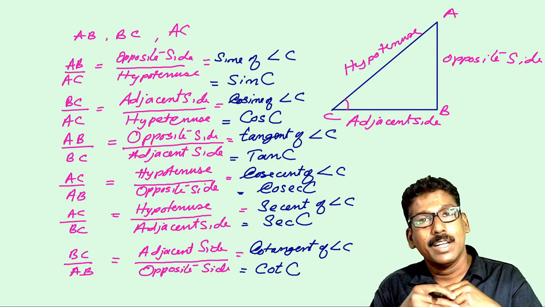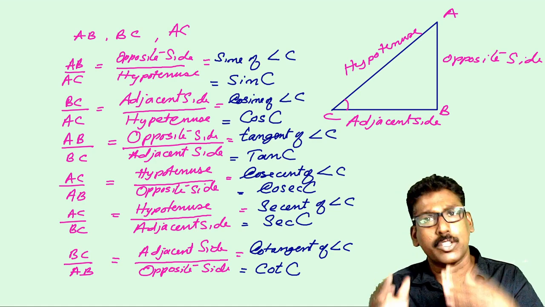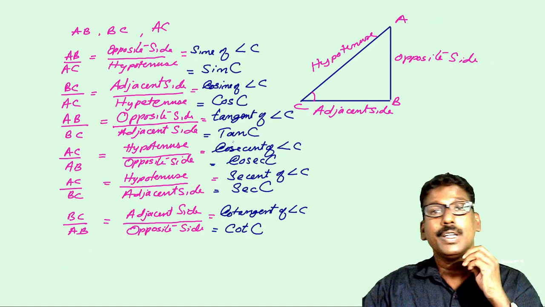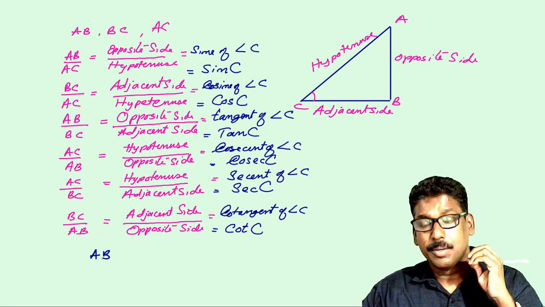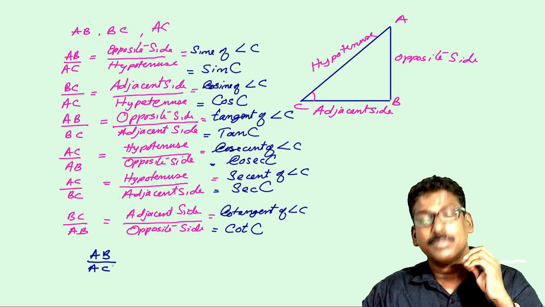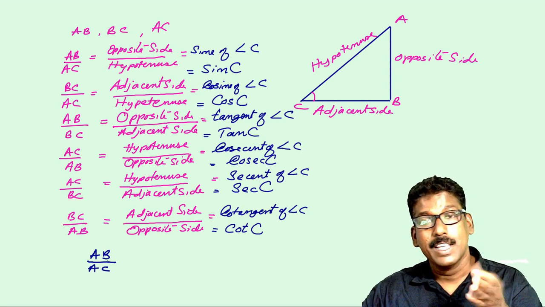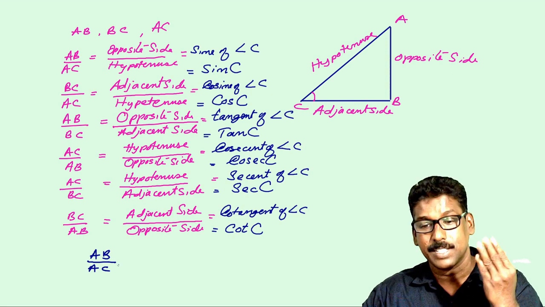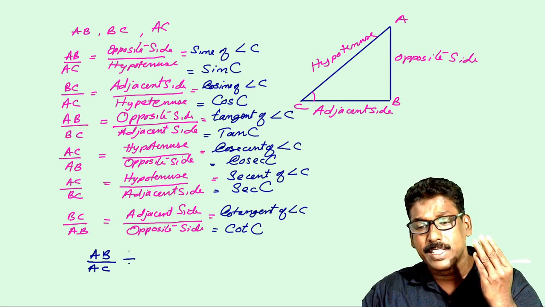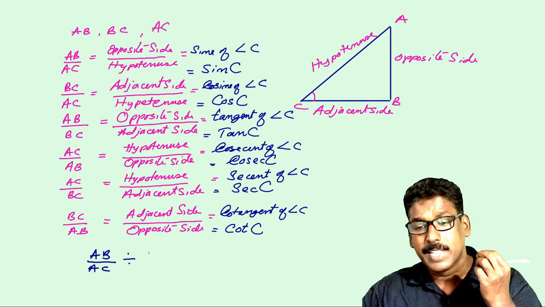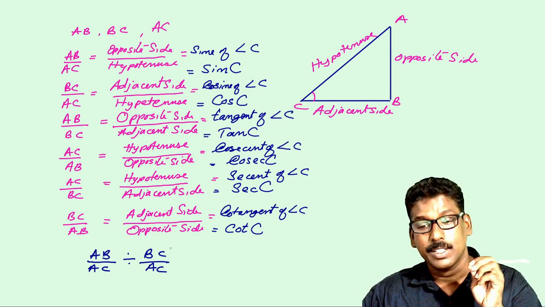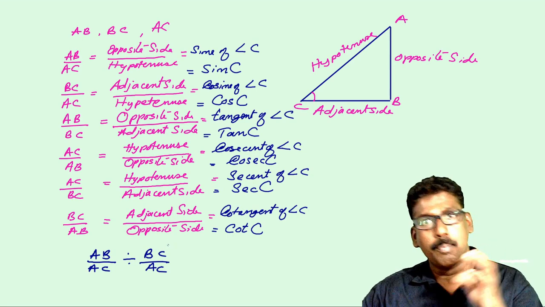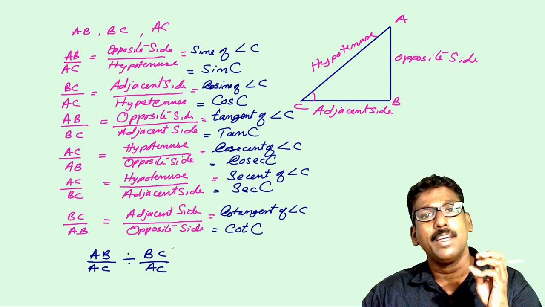So these are all the trigonometric ratios in respect of an acute angle. Now look at the first ratio, that is AB by AC, and this ratio you can call it as sine of angle C or sin C. Now if you divide this ratio by the second ratio, that is BC by AC, that is cosine of angle C or cos C. Dividing the first ratio by second ratio, that is sin C by cos C.